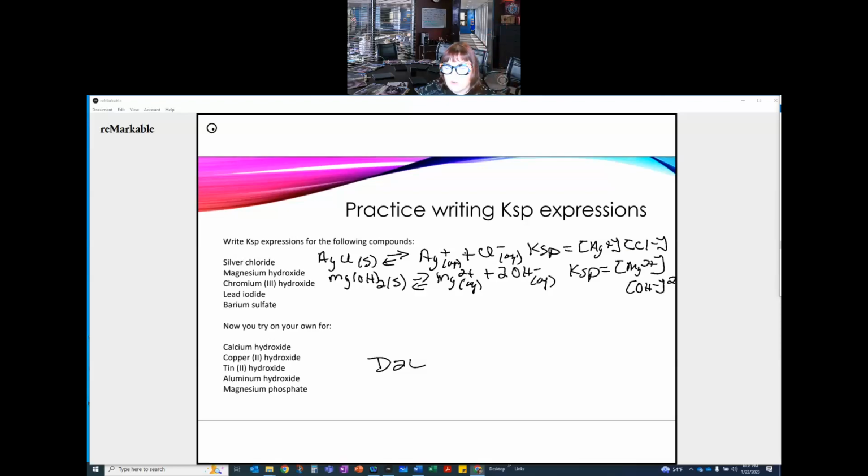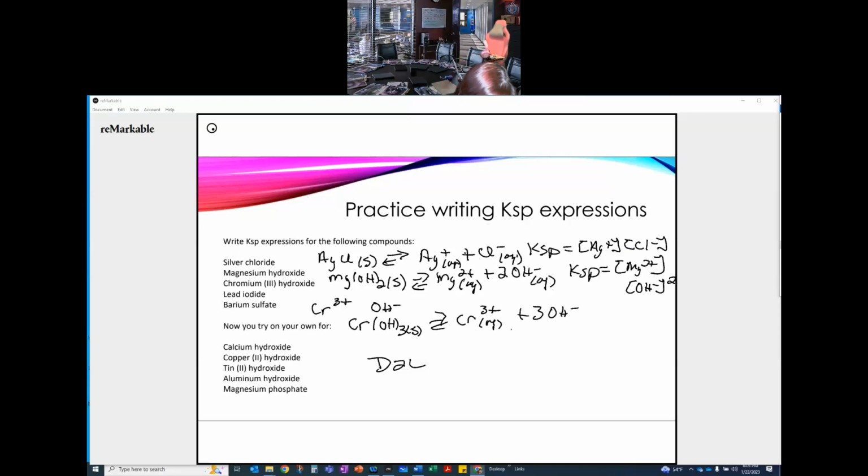So chromium(III) is a Cr3+, right? Because that's what that 3 in the parentheses means. So that's a Cr3+, and it's a hydroxide, so I know that I'm going to have an OH-. So when I make that solid, that's going to be a Cr(OH)3 solid. That will then come apart to give me a Cr3+, which is aqueous, plus 3 OH-.